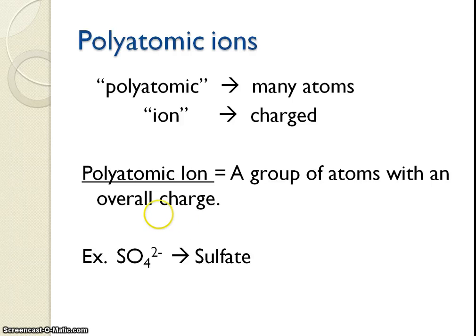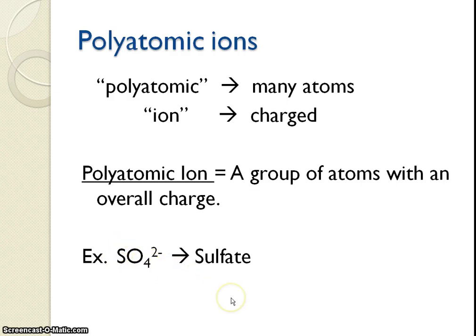For example, sulfate is SO4 with a -2 charge, so it's 5 total atoms, 1 sulfur and 4 oxygens. All 5 atoms together has an overall charge of -2. So that -2 doesn't just go to the oxygen, it goes to all 5 of them.